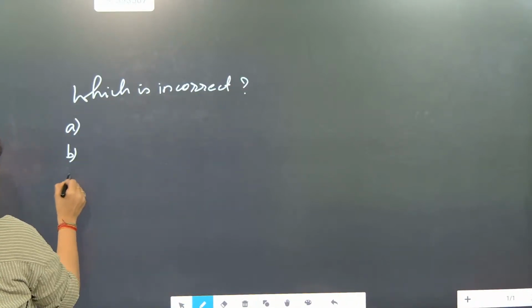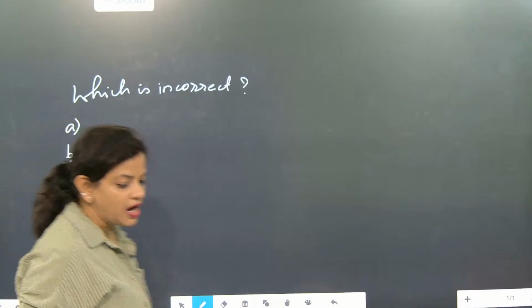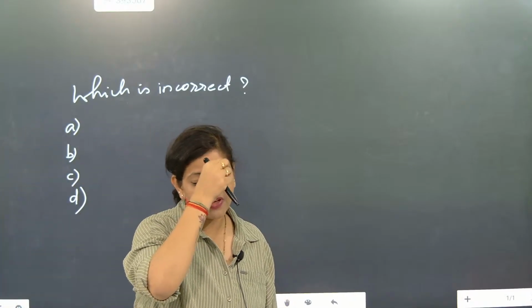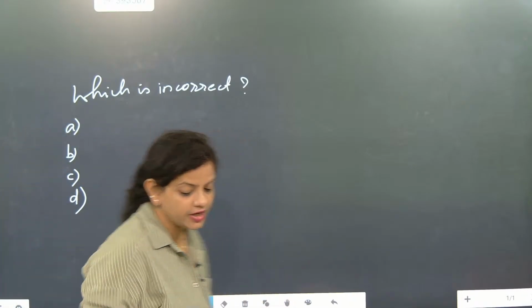You need to check the options and give the answer. Which part is incorrect? Yes, 75. Correct, Rudra, Kishore. Both of you are absolutely correct, beta.